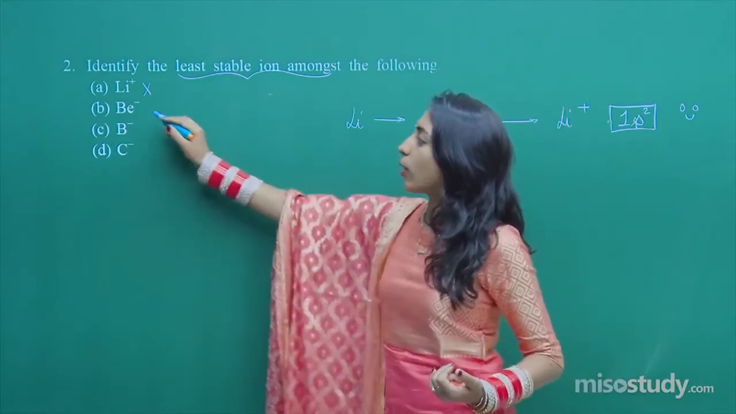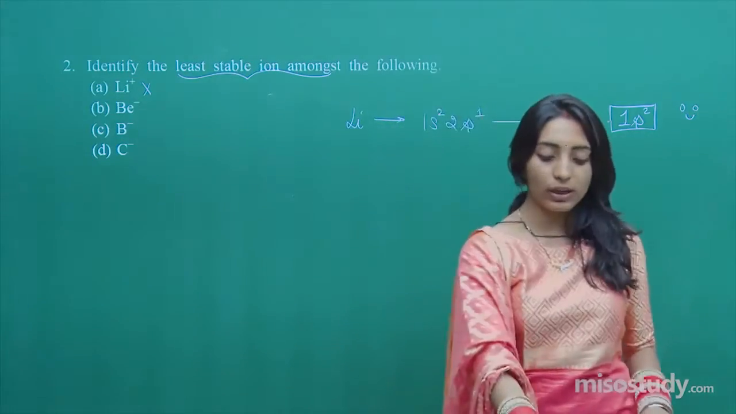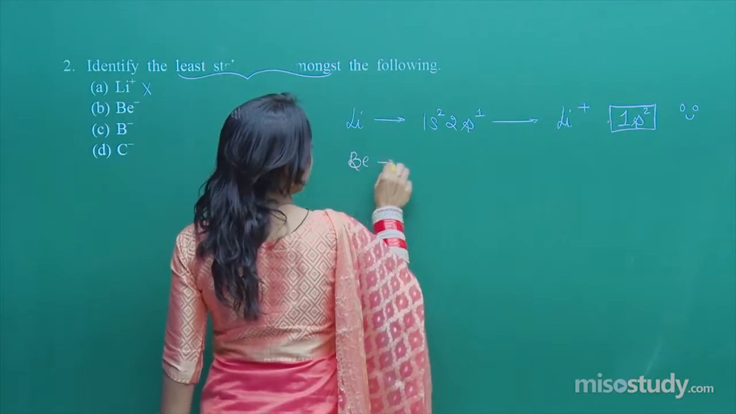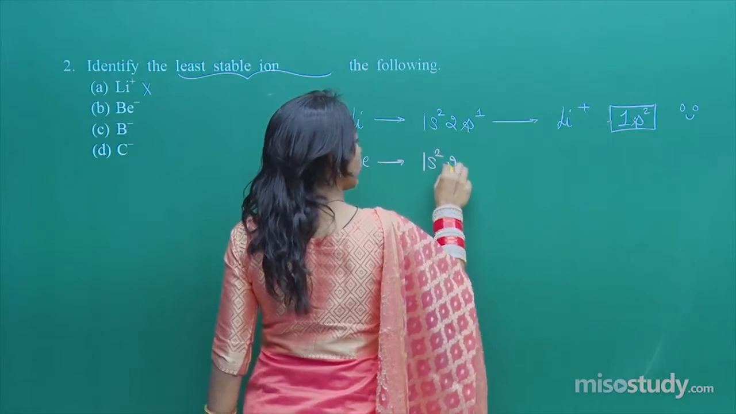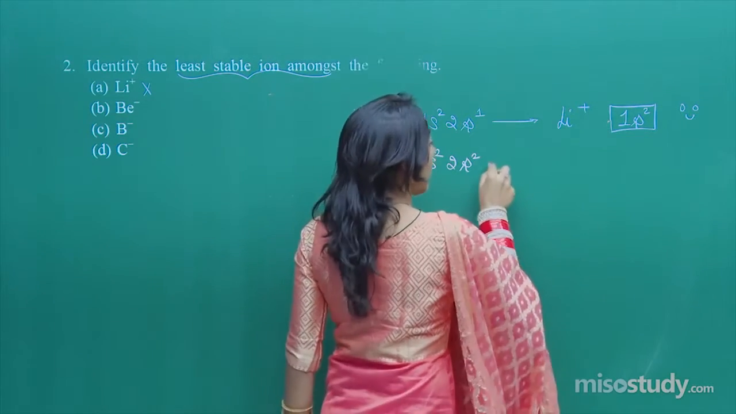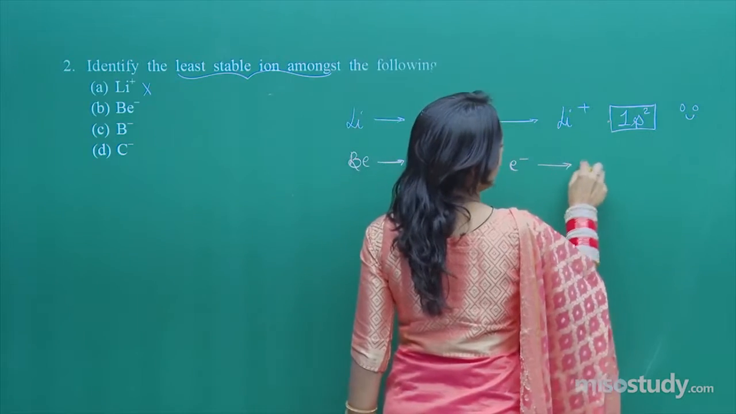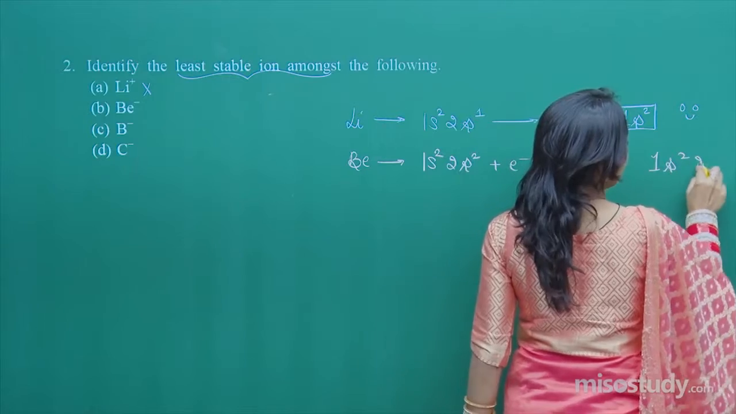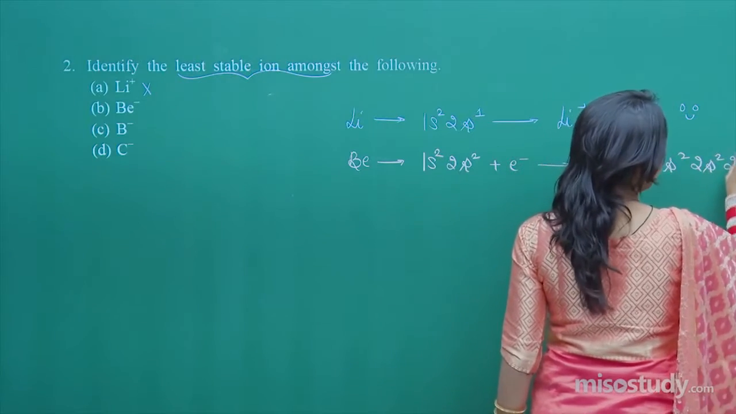Moving on to the next option, which is Be minus. Let's talk about the next option. Beryllium could be written as 1s2, 2s2. Now this 1s2, 2s2 will accept an electron to form Be minus, which is 1s2, 2s2, 2p1.